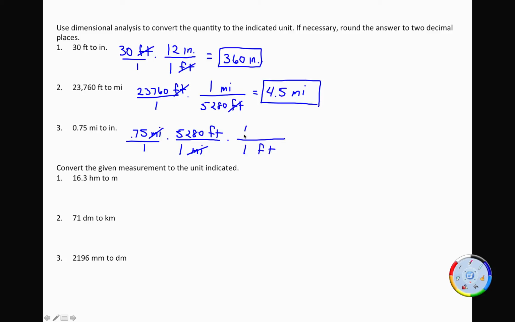1 foot is 12 inches. And now I'm in inches. 0.75 times 5,280 times 12 is 47,520. 47,520 inches divided by 1 times 1 times 1. So divided by 1, I don't have to put.